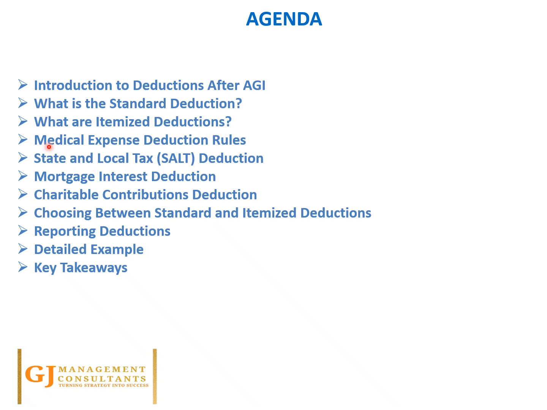We'll also have a look at the medical expense deduction rule, state and local tax deduction, mortgage interest deduction, and charitable contribution deduction. So these are part of the itemized deduction. We're going to have a detailed understanding of each of these types of deduction. And then we'll also look at the concept of which is the best, whether it is the standard deduction or the itemized deduction.